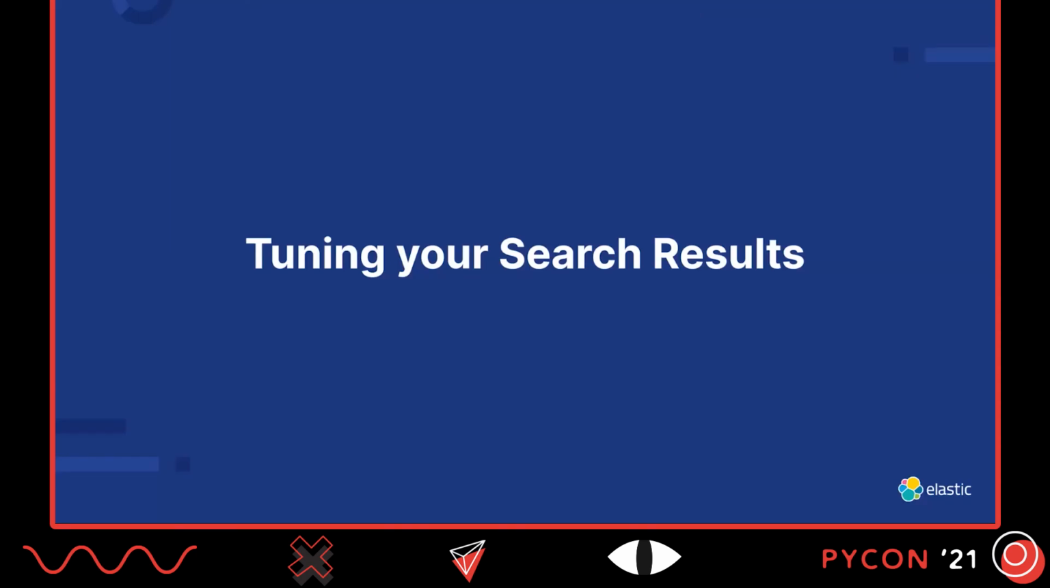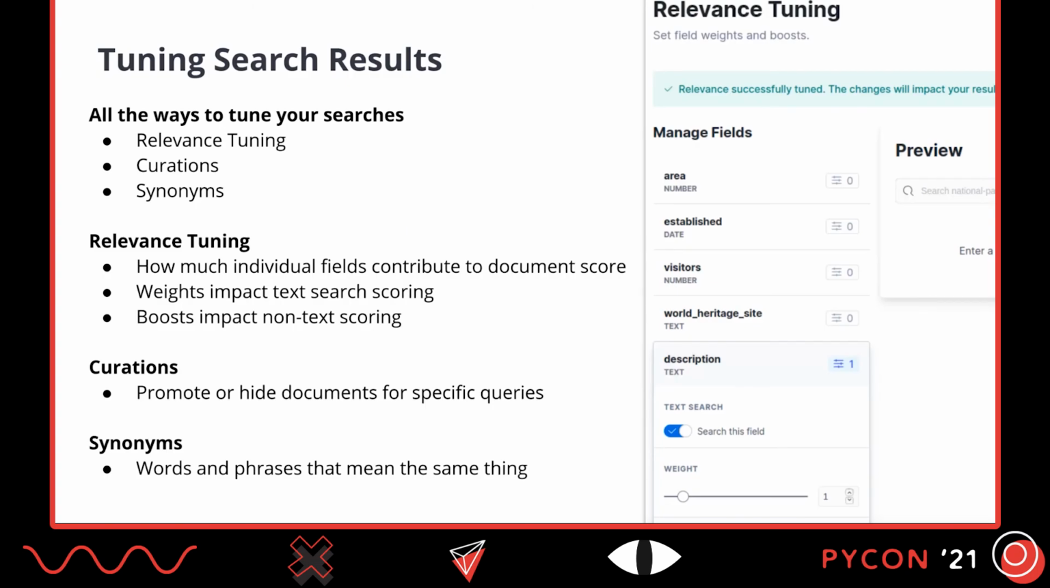So now that we know where our user's search experience isn't the greatest, let's look at all the ways that App Search lets you improve the search experience via tuning. There are 3 ways to tune your search results in App Search: relevance tuning, curations, and synonyms. Relevance tuning is changing how much each individual field contributes to a document score when it's searched for. This can come in the form of a weight multiplier for text relevance, or in the form of boosts, which uses a formula to calculate how much score should be added based on the field.